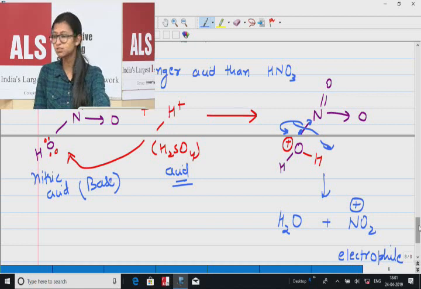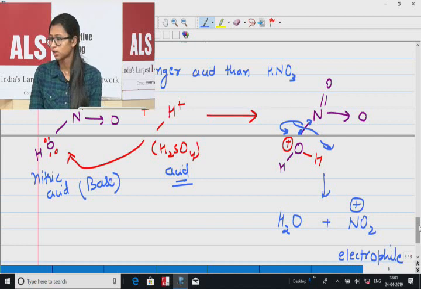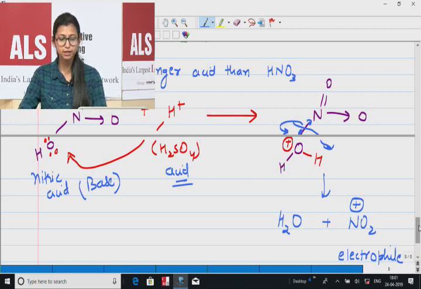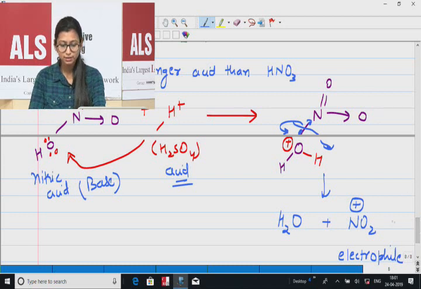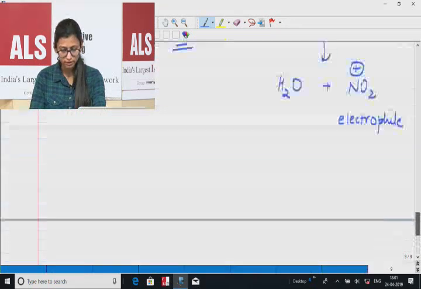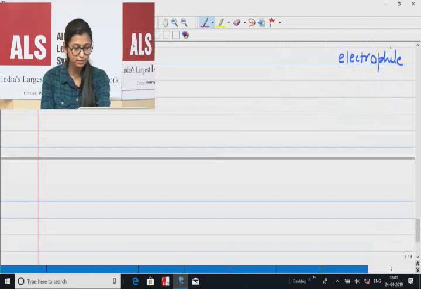So just tell me if this particular reaction of nitration is clear or not. How oxygen got the positive? This is the rule, what is happening. Let me explain this again, okay? Let me explain this again. It's a very simple thing, everyone.